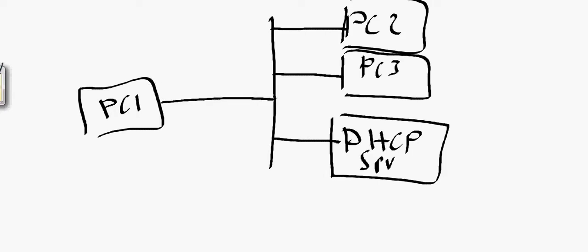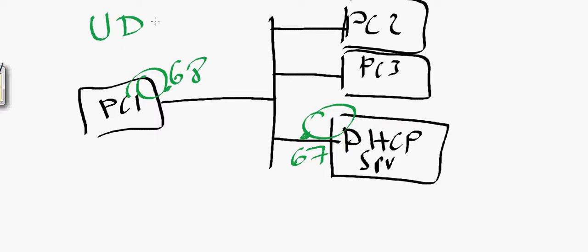Alright, so PC1 is the PC which is going to request an IP address from the DHCP server, so it should start the DHCP client process on its side. This DHCP client process started here will use UDP port 68, the port used by DHCP clients, and it needs to communicate with the DHCP server process listening on port 67. Of course, remember we are dealing with the UDP transport layer protocol.